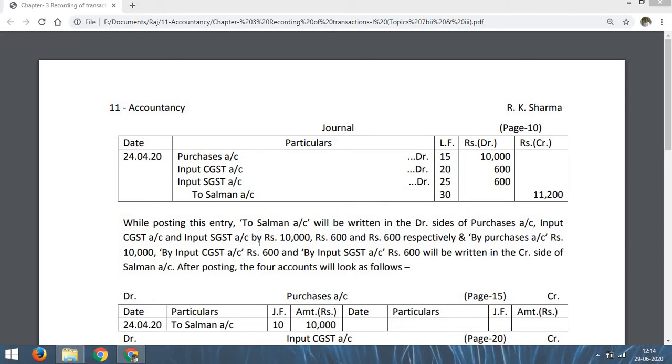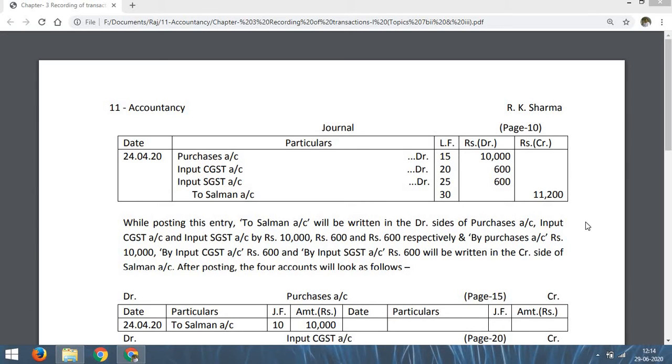In purchase account we shall write to Salman account by rupees 10,000. In input CGST account we shall write to Salman account again 600 and in input SGST account we have to write to Salman account 600.